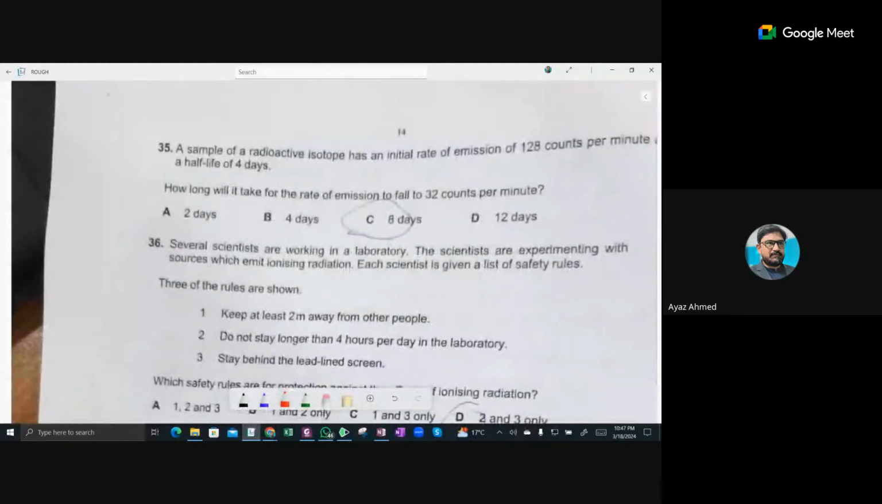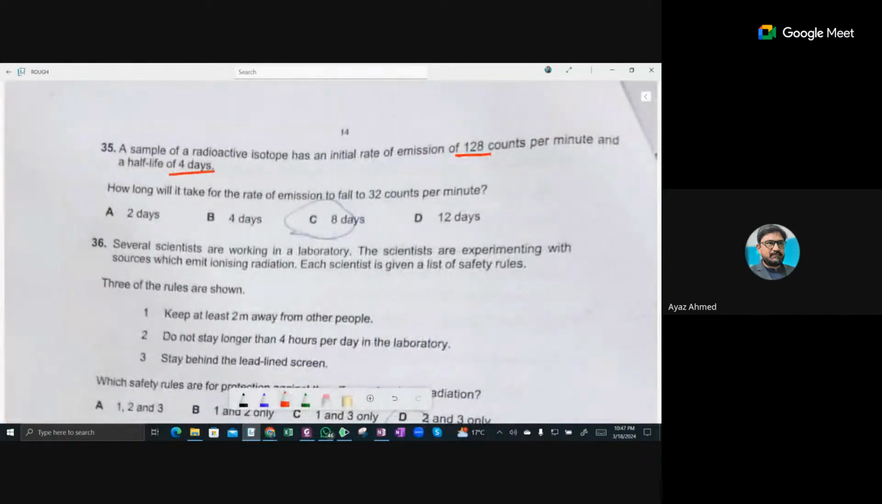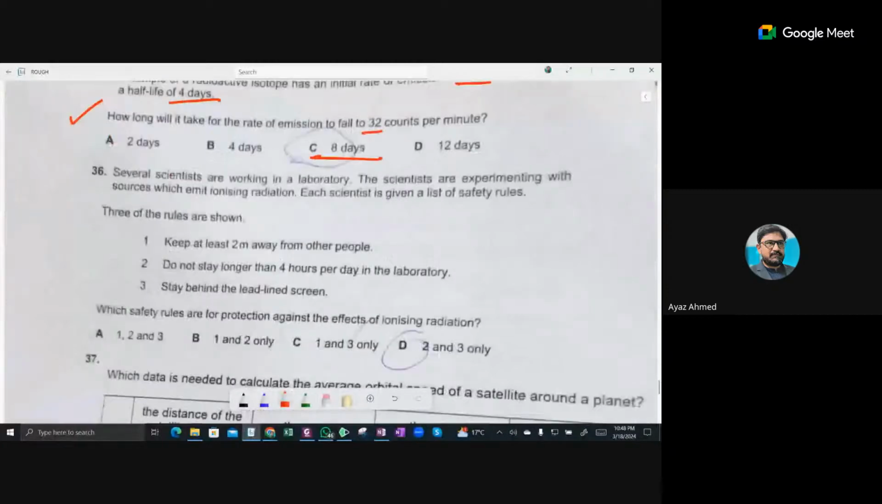A sample of the radioactive isotope has an initial rate of emission of 128 counts per minute and a half-life of 4 days. How long will it take for the emission rate to reach 32 per minute? So 128 would be divided by 2 in 4 days. What will that be? 128 divided by 2 is 64. 64 will be divided by 2 again, then it would be 32. So this happens in 4 days, and this happens in the next 4 days, so after a total of 8 days this would be possible. So you're correct again.